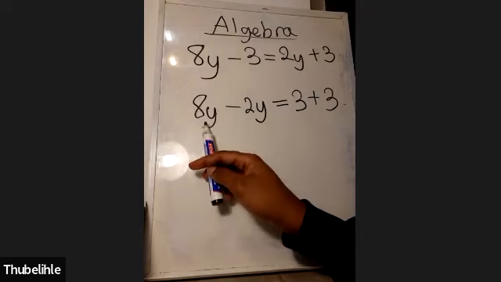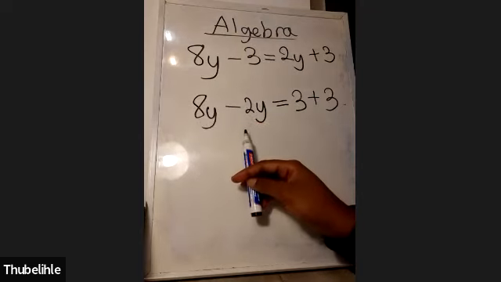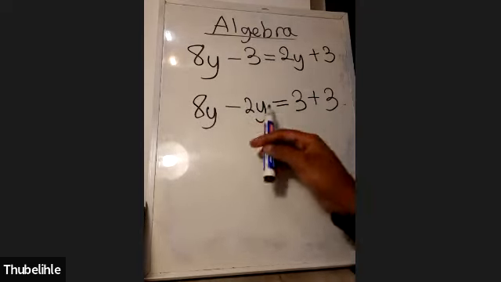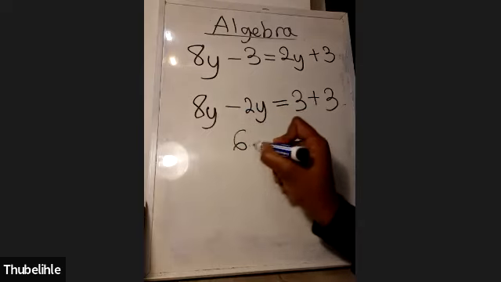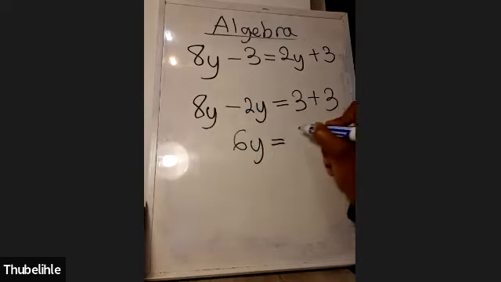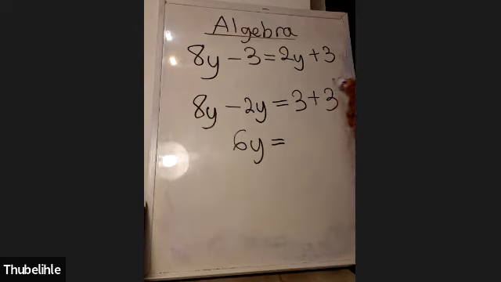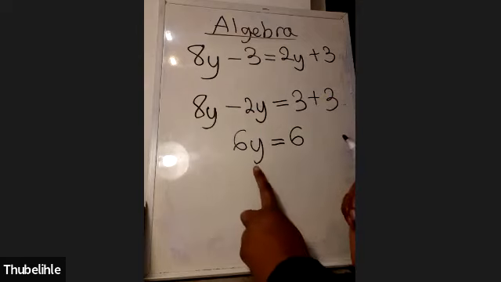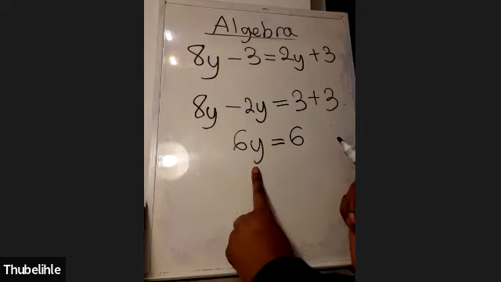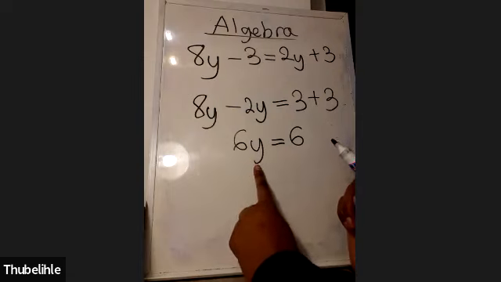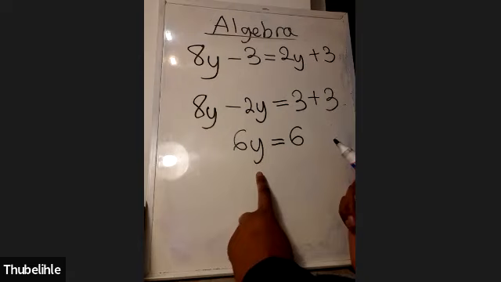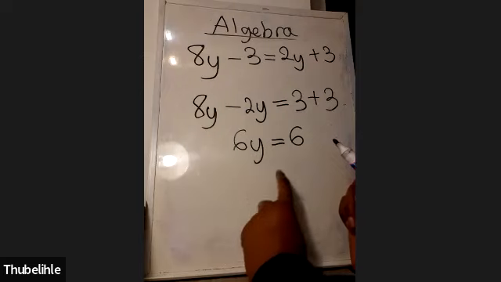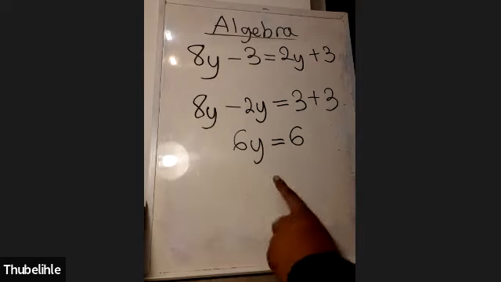We said like terms can add or subtract each other. Okay, so 8y minus 2y will give you 6y is equal to, and then we have 3 plus 3 here, we have 6. Okay, so remember we want to be left with y. We want this to be the subject of the formula. So when they say make y the subject of the formula, make x the subject of the formula, they're saying leave the sum as x is equal to, y is equal to, z is equal to. That's basically what they're saying.